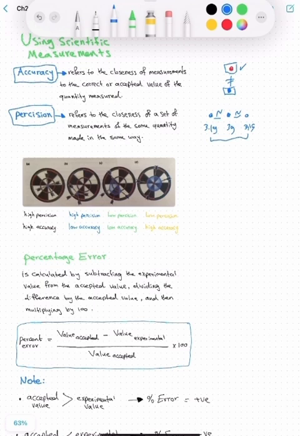So for accuracy, you're comparing the one that you got to the true value or the accepted value that you should have. For precision, you're comparing all the measurements that you got to each other, to see if they're close to each other or not, okay?